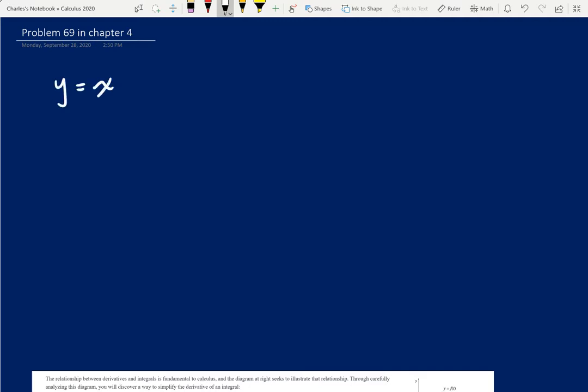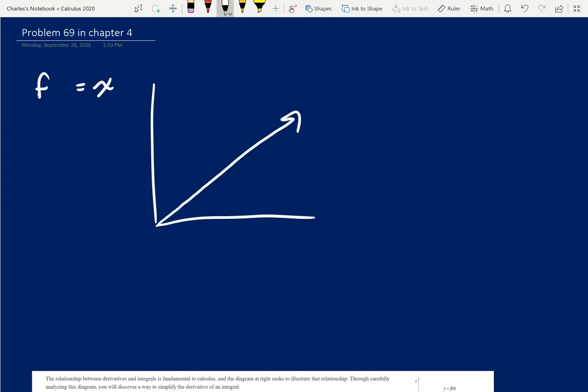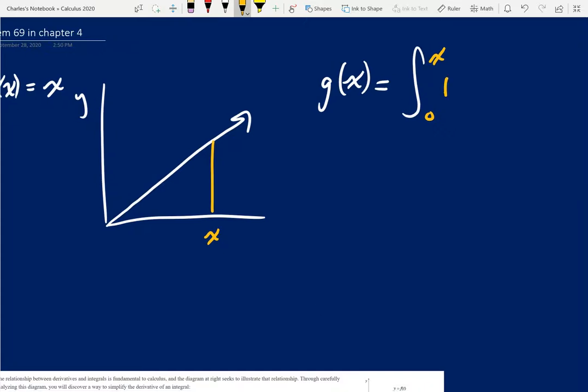Let's say we have an easy function like y equals x, and instead of calling it y equals x, I'm going to call it f of x equals x. And that's just this basic line. And then I'm going to define another function, g of x, that's an integral. And so now my integral is going to go from 0 to x of f of x dx.